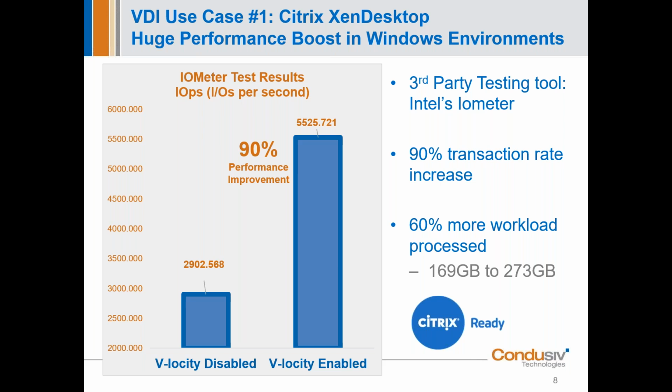And so with Velocity and iometer running the same benchmark, doing the same workload for the same amount of time, the amount of data that can be acted upon also increased from 169 gigs up to 273 gigabytes. That's an increase of 60% or more work being done in the same amount of time. So I think that's pretty significant when we look at these numbers.